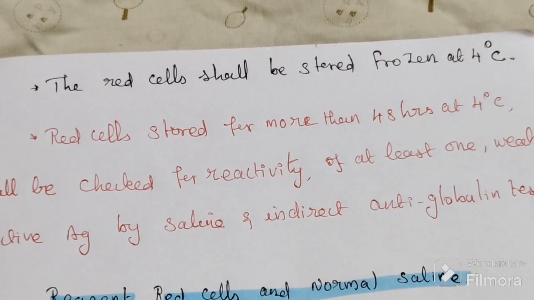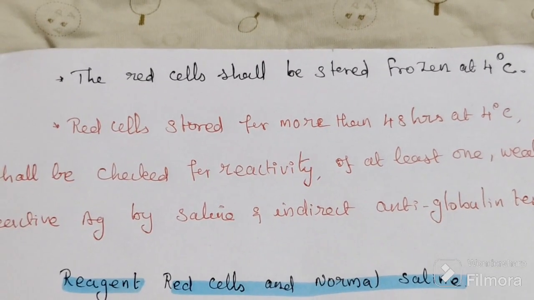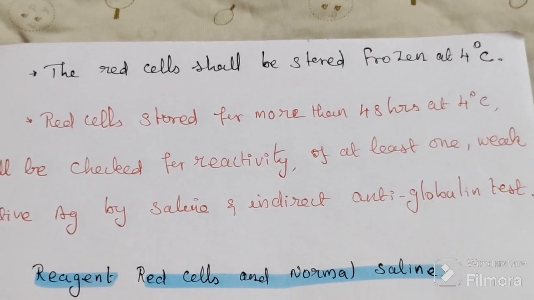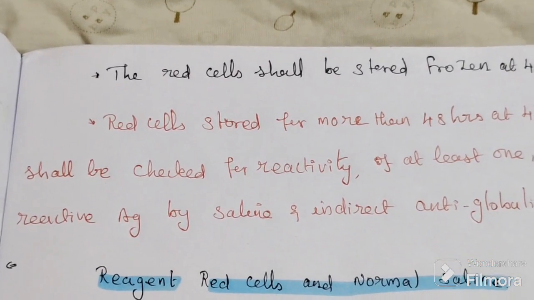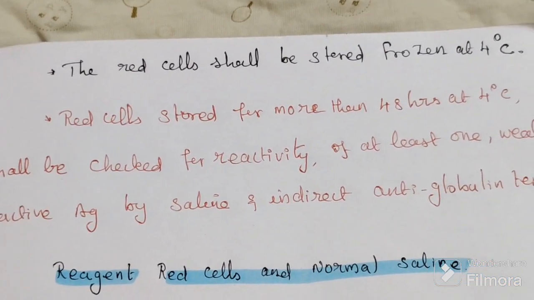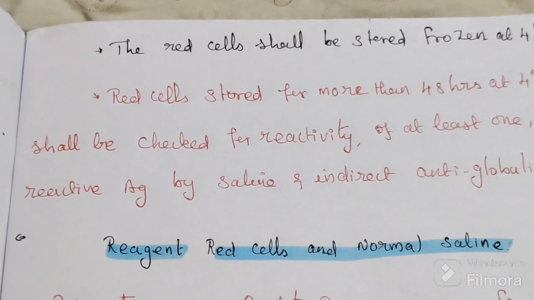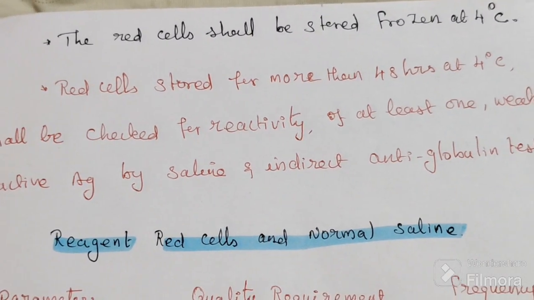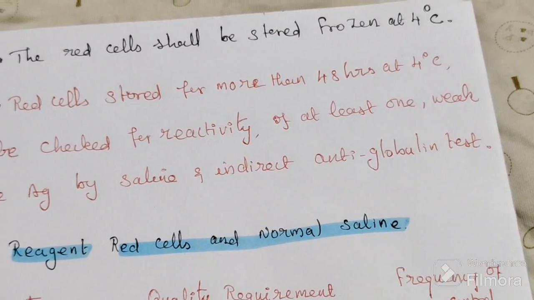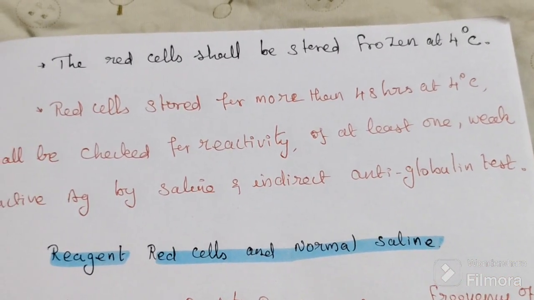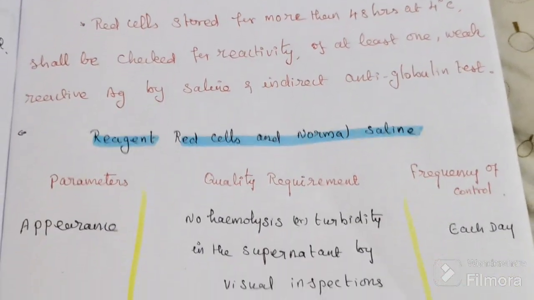The red cells shall be stored at 4 degrees. Red cells stored for more than 48 hours at 4 degrees Celsius shall be checked for reactivity at least once a week for reactive antigen by saline and indirect antiglobulin test. These are the quality standards for reagent red cells, and this is for normal saline.